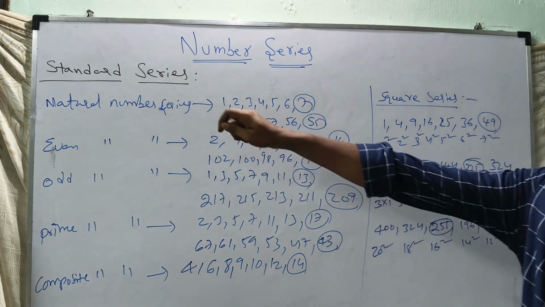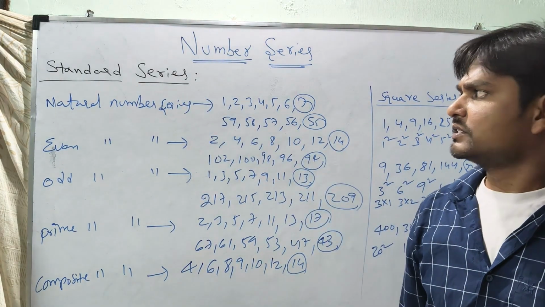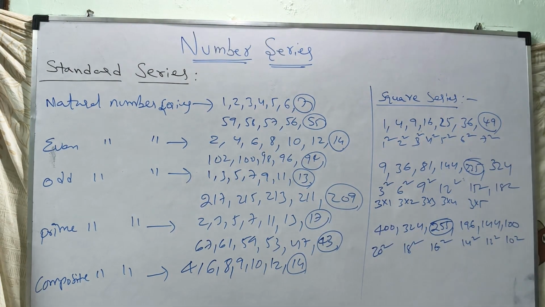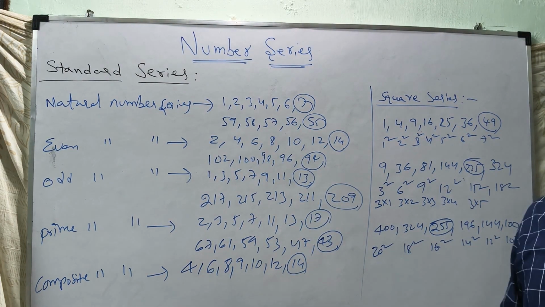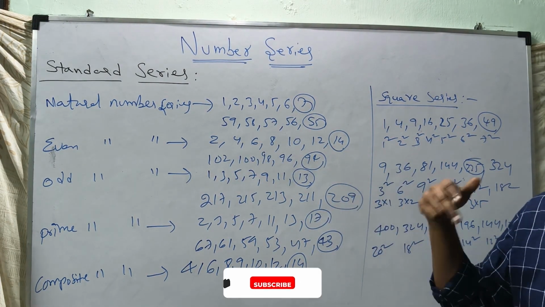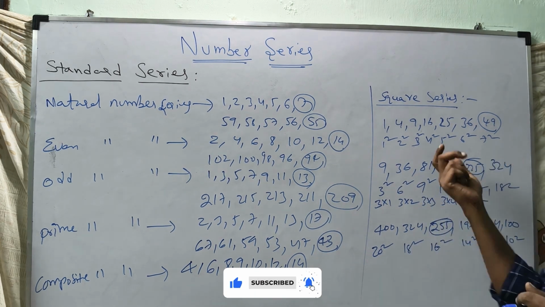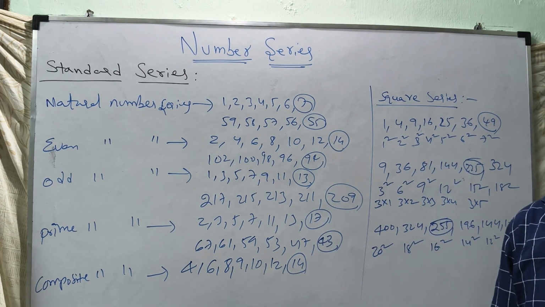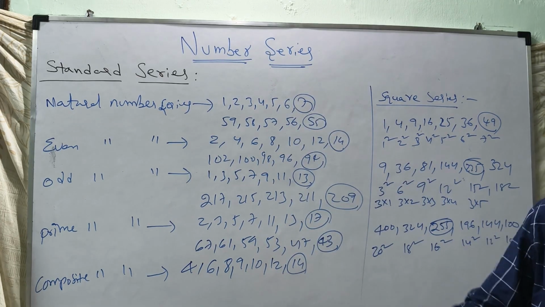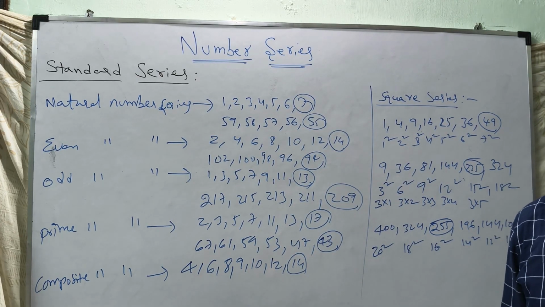So why did I give the name standard series here? By looking at it itself we can say easily whether this series is formed by using natural numbers or even numbers or composite numbers, like that we can say easily. So that's why I gave the name standard series. We will move on to the next model.